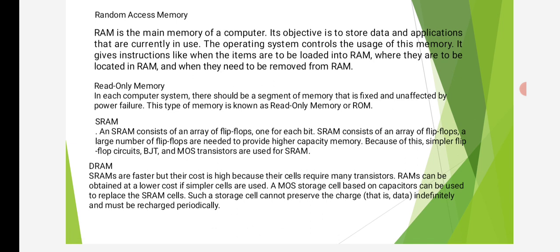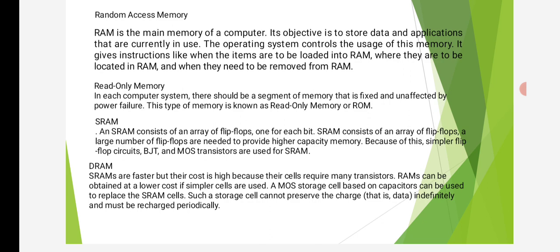Random access memory is the memory of the computer. Its objective is to store data and applications that are currently in use. The operating system controls the usage of this memory. It gives instructions like when items are to be loaded into RAM, where they are to be located in RAM, and when they need to be removed from RAM.